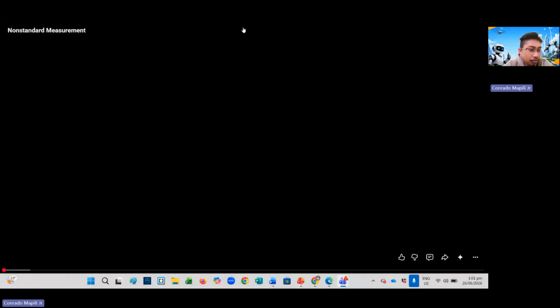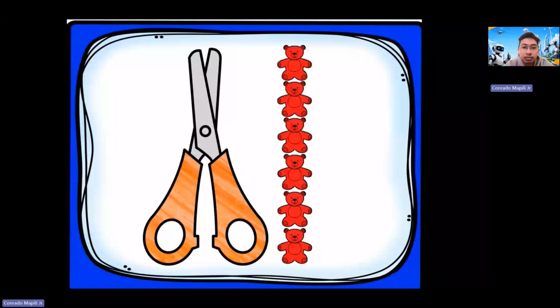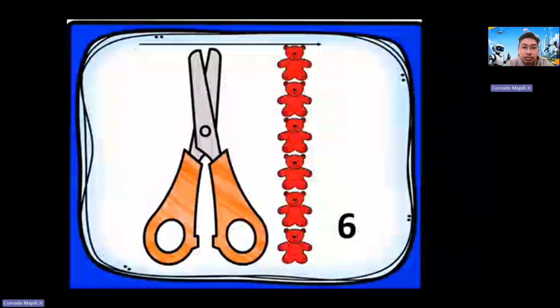All right, so the first example I have is a pair of scissors, and we are going to use the teddy bears. So we're going to see how tall or how big the scissors are using teddy bears. So let's count. First we have 1, 2, 3, 4, 5, 6. We have 6 teddy bears. And I want you to pay attention to the top, this is how high the teddy bears go all the way up to where the scissors are.